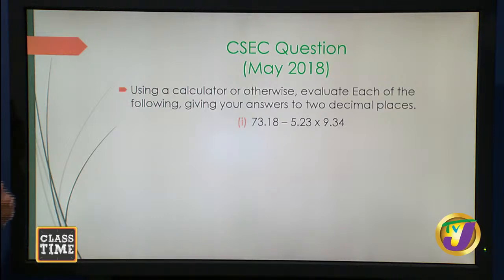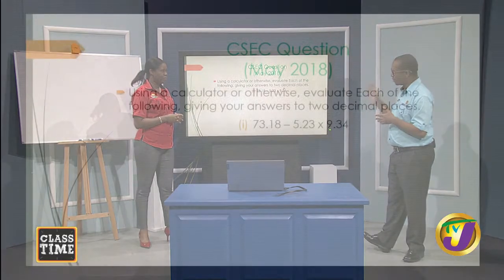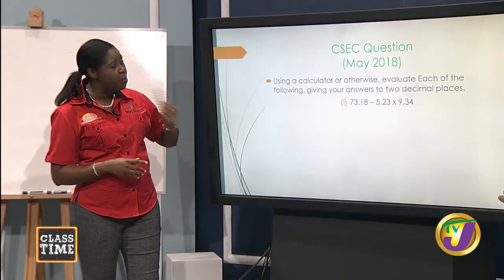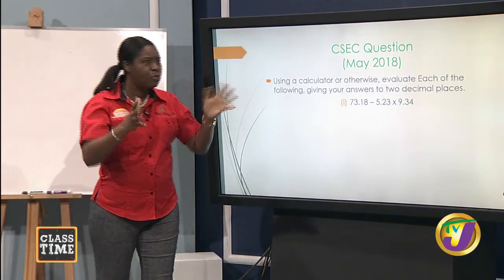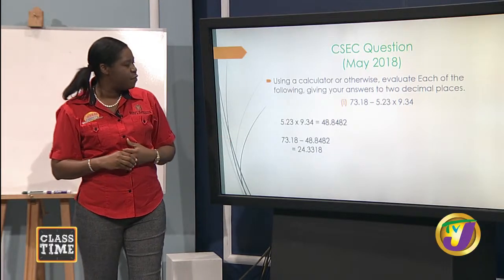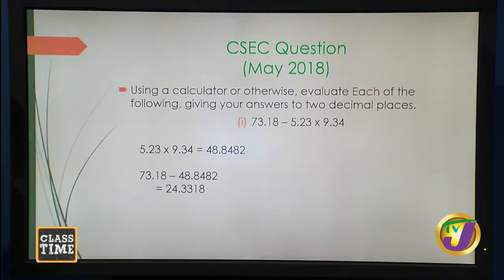We know better because now we are seeing a multiplication and a subtraction, and we know that the multiplication takes a higher priority. Therefore, we would have to work that section first. We would have to multiply first based on the order of operations, PEMDAS. So remember, don't just jump into the question right away. Remember all that you have been taught. So we multiplied first, 5.23 times 9.34, and we got 48.8482.